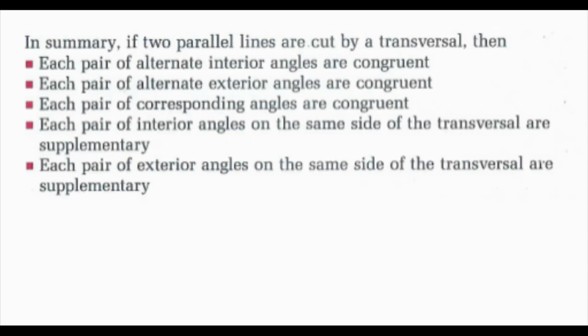To summarize, if we have two parallel lines cut by a transversal, then each pair of alternate interior angles are congruent, each pair of alternate exterior angles are congruent, each pair of corresponding angles are congruent, each pair of interior angles on the same side of the transversal are supplementary, and each pair of exterior angles on the same side of the transversal are supplementary.